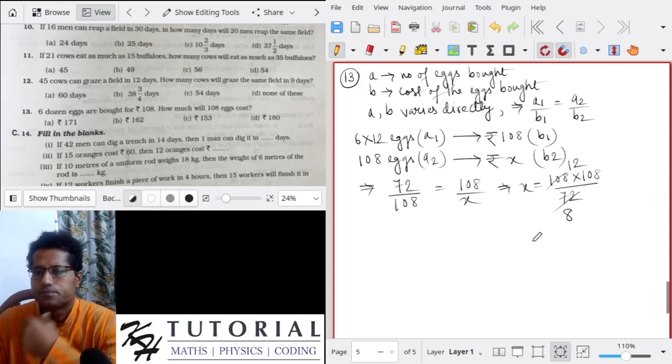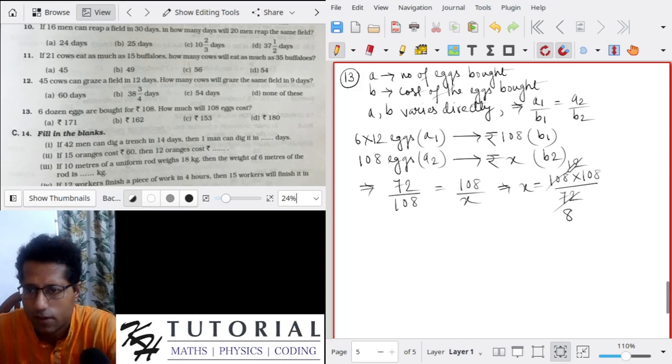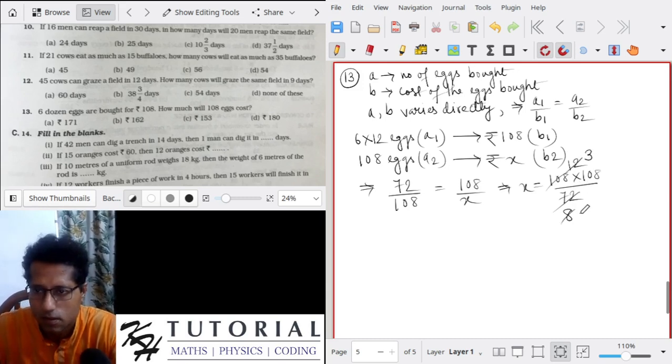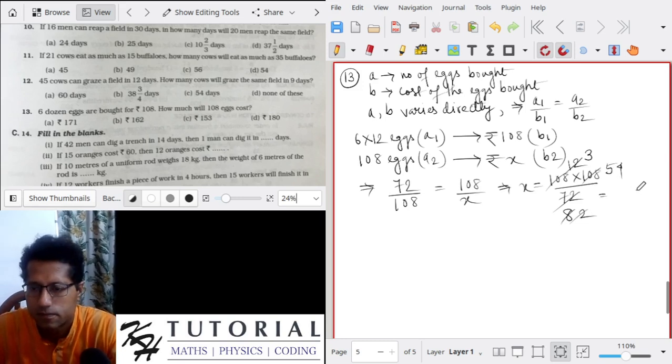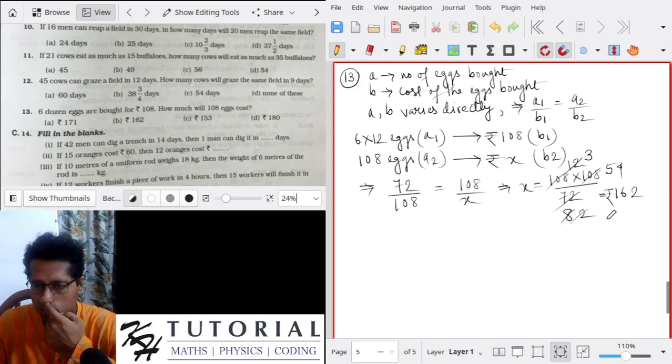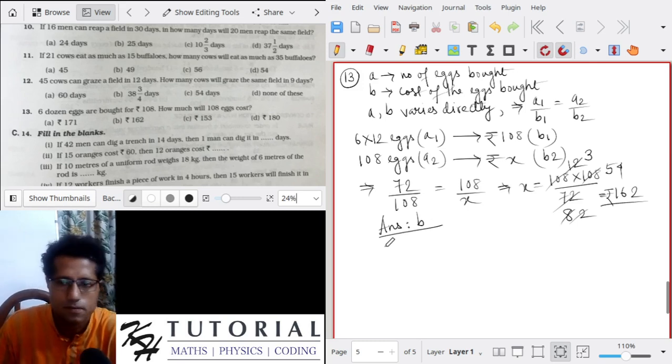So 9 divides 72 with 8 and 9 divides 108 with 12. And 4 divides 12 with 3, 4 divides 8 with 2, and 2 divides 108 with 54. This is 3 into 54, that is 162. So 108 eggs will cost rupees 162. So the answer is choice B.